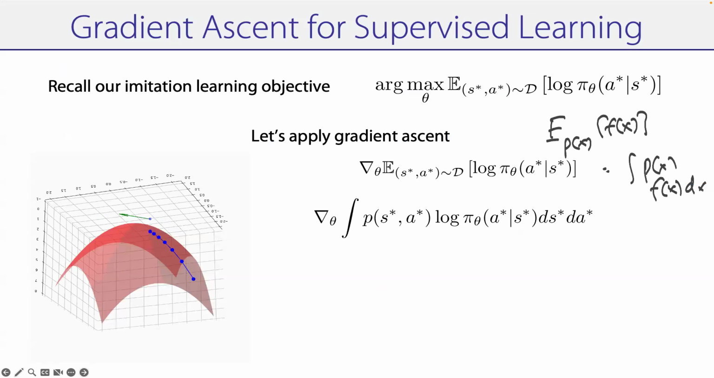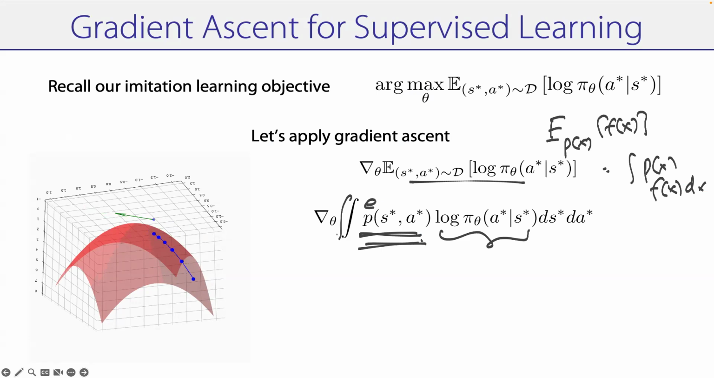And so in our case, we're going to take an expectation under some expert distribution, right? So this expectation can be expanded as the integral over s star, a star of p of s star, a star from the expert times log pi theta of a star given s star, ds star, dA star, right? This is like a double integral.